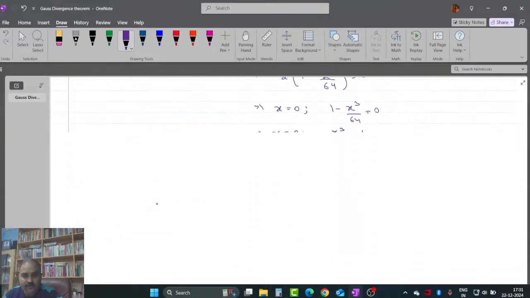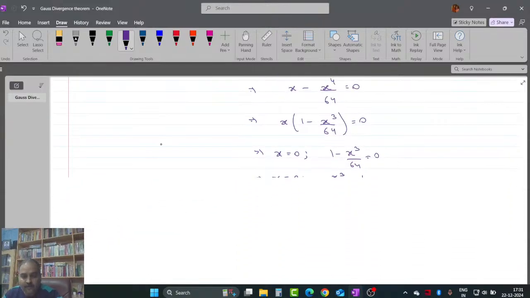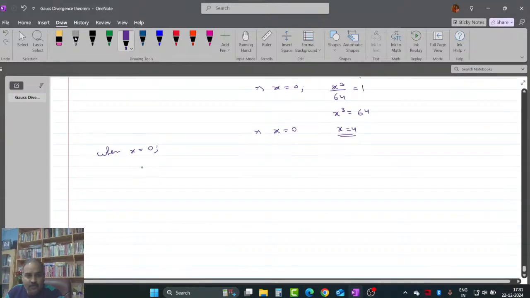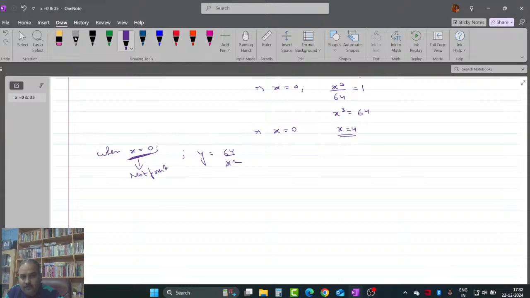I am taking this one: y is equal to 64 over x square. So when x is equal to 0, y is equal to 64 over x square. Now x equal to 0 means length is 0. That is not possible. So I'll take x is equal to 4. So y is equal to 64 over 4 square, that is 16.